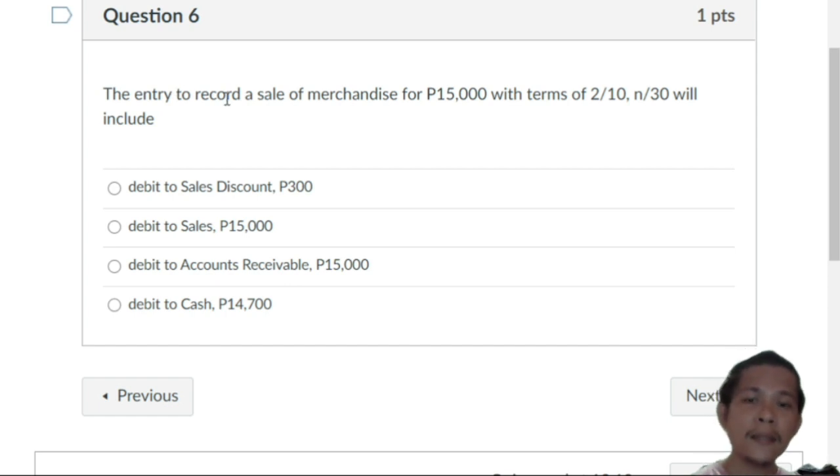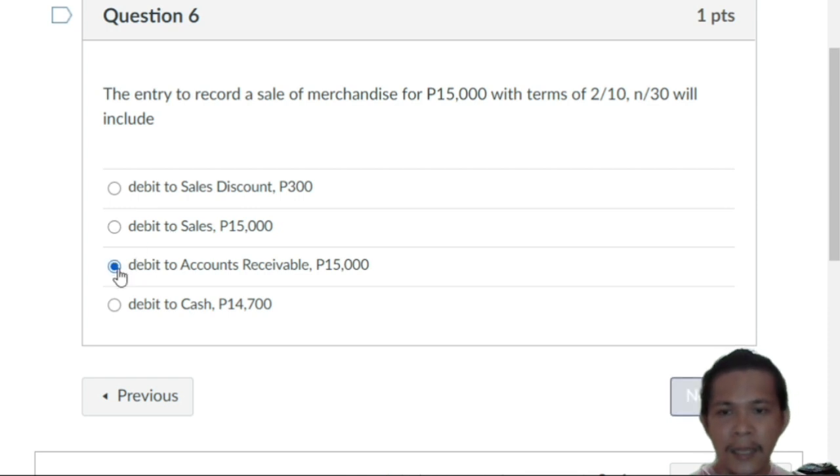Ang journal entry natin dyan, debit accounts receivable 15,000 and credit sales 15,000. Wala tayong pakialam sa discount, wala tayong pakialam sa cash kasi initial entry yan. Kaya ka may terms dyan kasi ibig sabihin utang muna. So, ano ang sagot dyan? Mali itong debit to sales kasi dapat credit yan. Ang answer natin is debit to accounts receivable 15,000. Next.